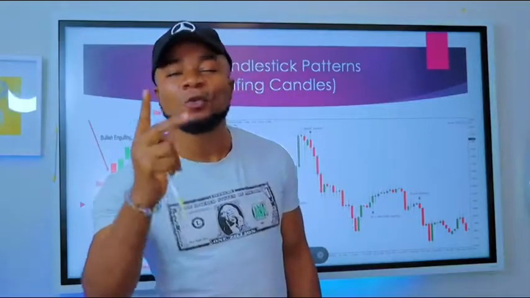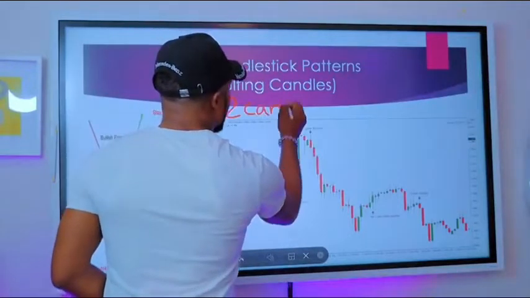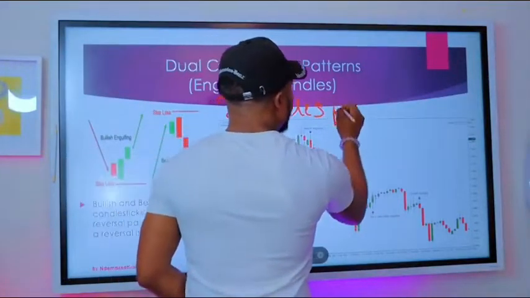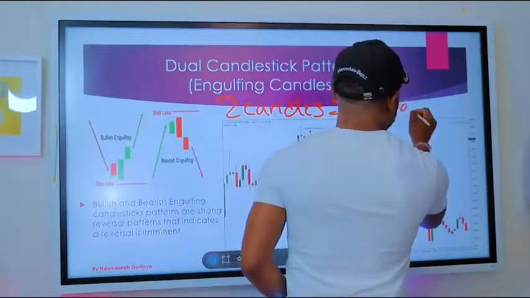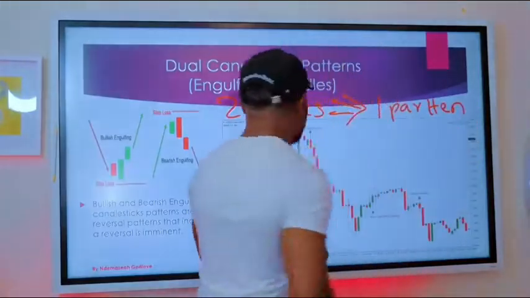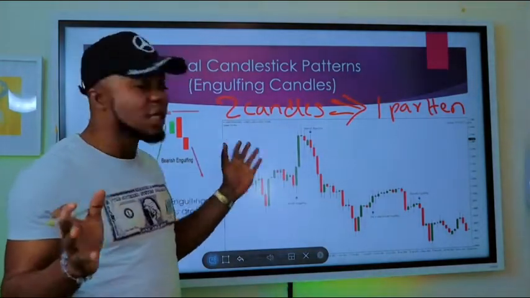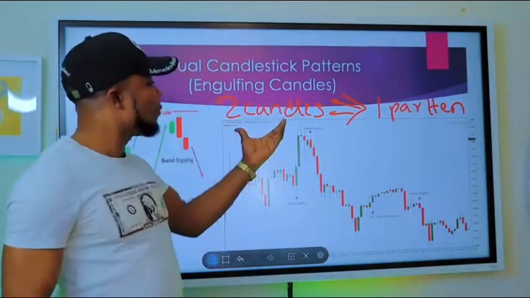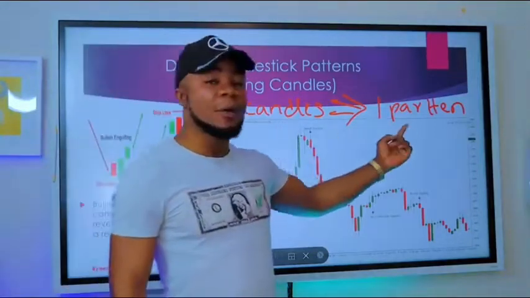Now we are talking about dual or double candlestick patterns. From just the name, it means you need a combination of two candles to form one pattern. For a dual candlestick pattern, you need two candles to form one pattern. So you need at least two. That is why it is called a dual candlestick pattern. As easy as that. There is no other explanation. That means for a dual candlestick pattern to be formed, you need at least two candles to form one pattern.